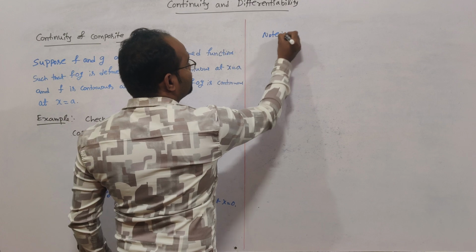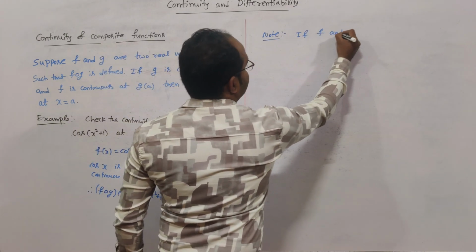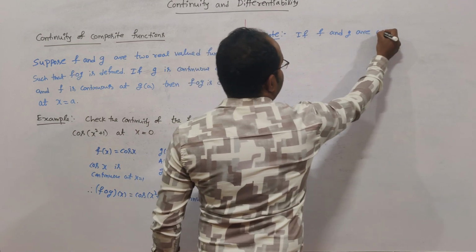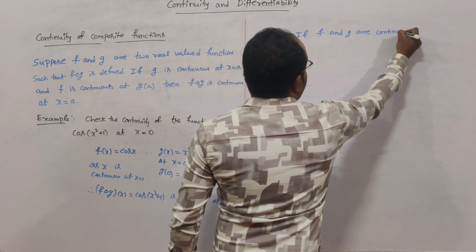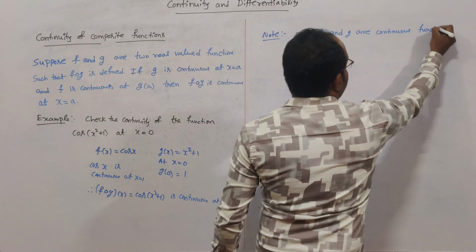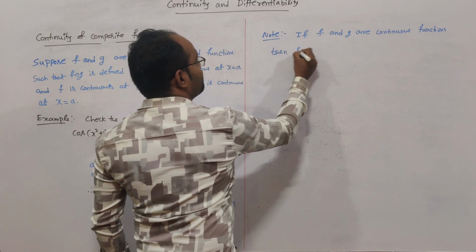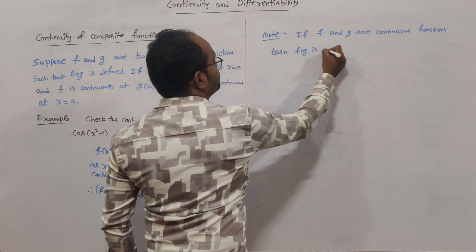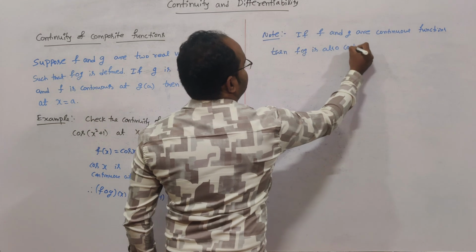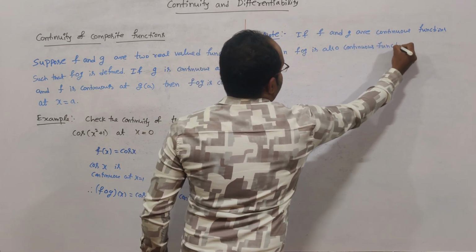Note that if f and g are continuous functions, then f composition g is also a continuous function. Simple.